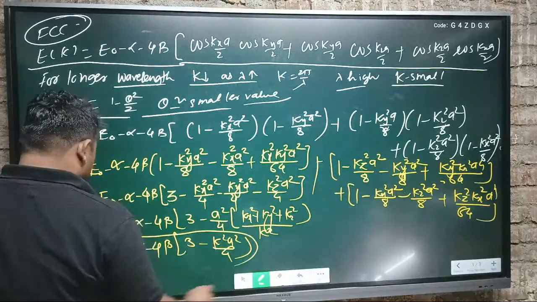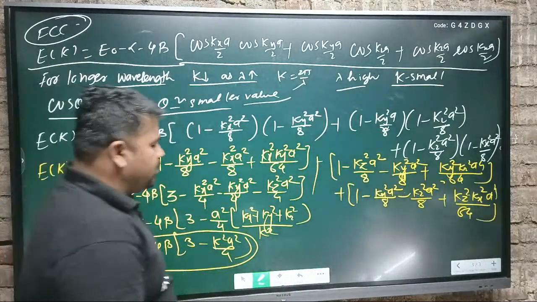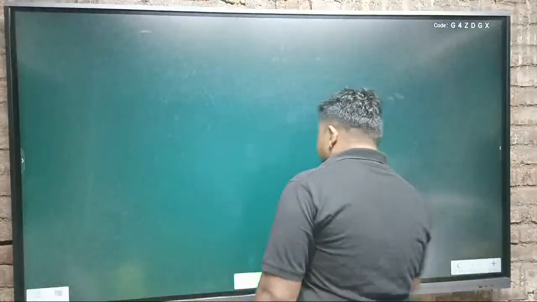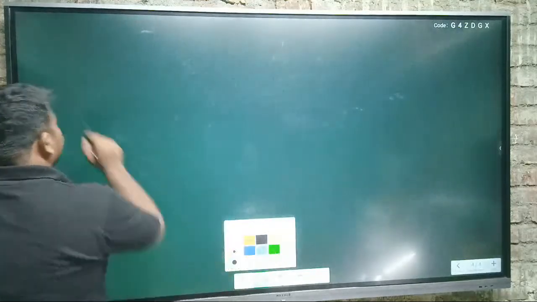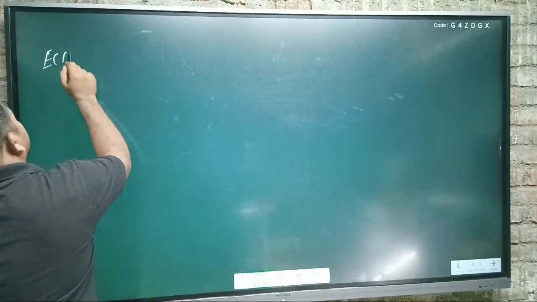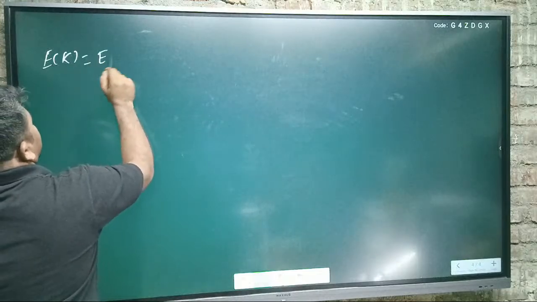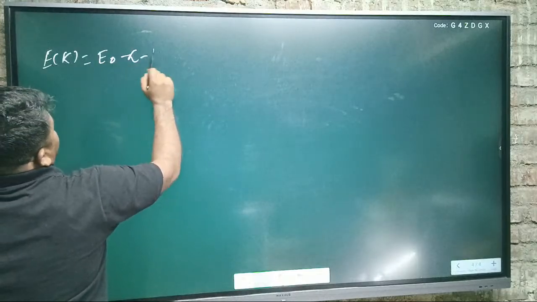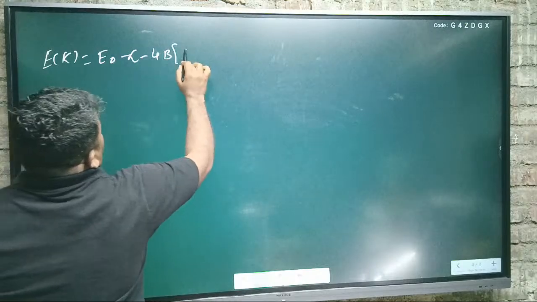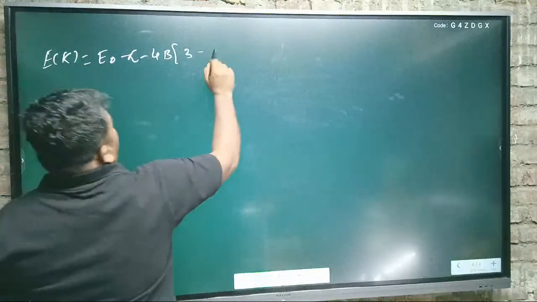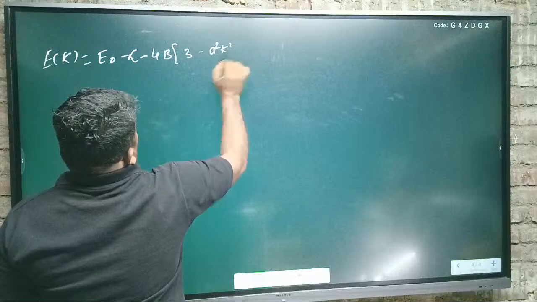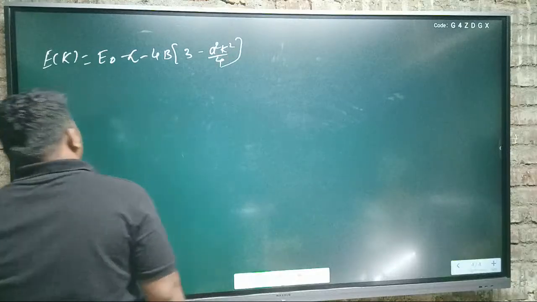FCC. What is the tight binding approximation? E of k is equal to E naught minus alpha minus 4 beta 3 minus a square by 4 k square. Next, our aim is finding the density of states.